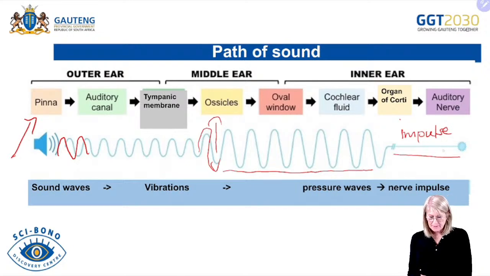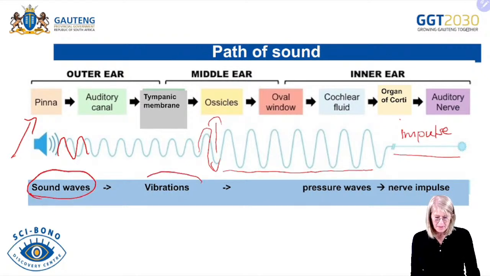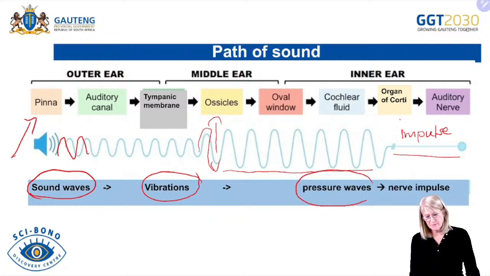Okay, and that then, those pressure waves. So you can see we started off with sound waves, which then became vibrations in the middle ear, which then become pressure waves in the inner ear, and they are then converted into a nerve impulse. And remember, we said that nerve impulse is going to go to the cerebrum.